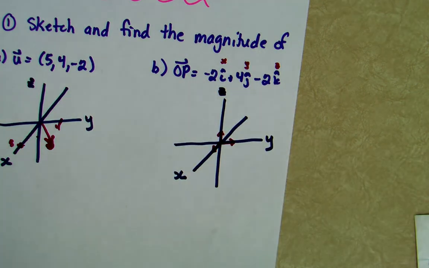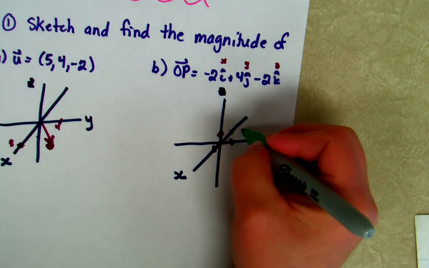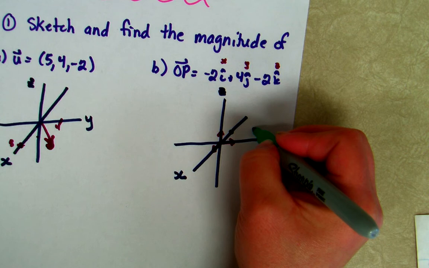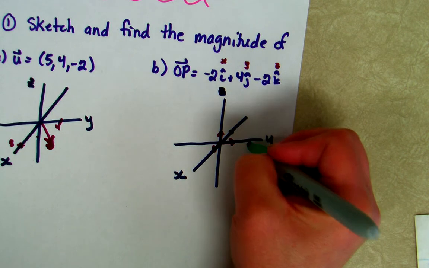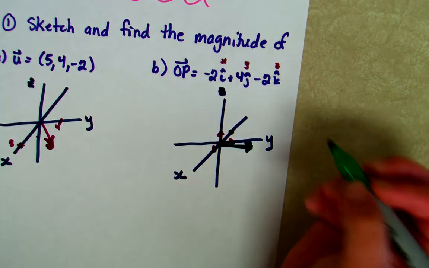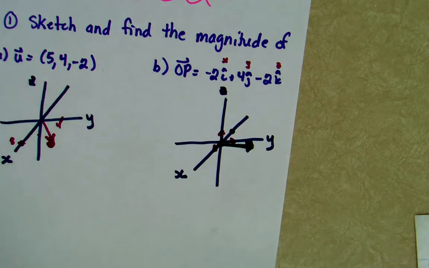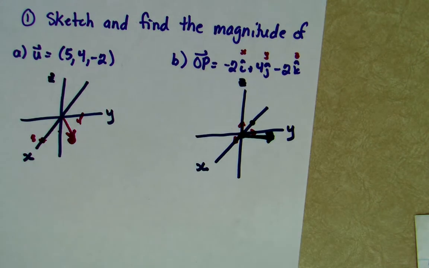But it really just works the same way. I'm going to go back 2 on the X, forward 4 on the Y, and then down 2 on the Z, and from the origin to that point represents my vector. Now I'm going to go back and find the magnitude.